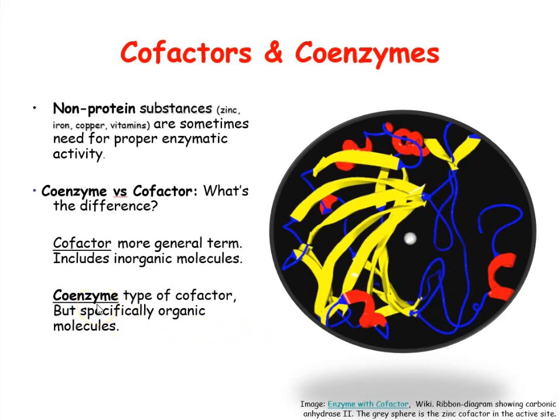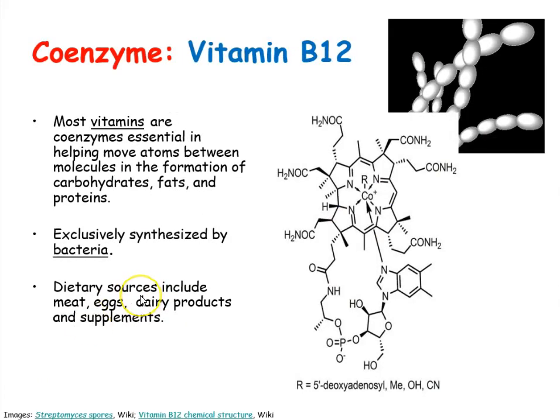And a coenzyme is a type of cofactor, but it's usually organic. So this is going to be something that has a carbon in it that makes it work. So cofactor is going to be inorganic. This one's going to be organic. A type of coenzyme is going to be B12. Without vitamin B12, you guys now know, it's called NADH. It basically goes ahead and gives us energy.